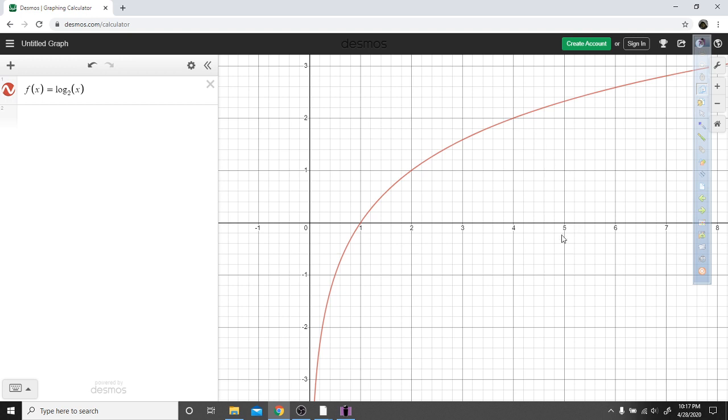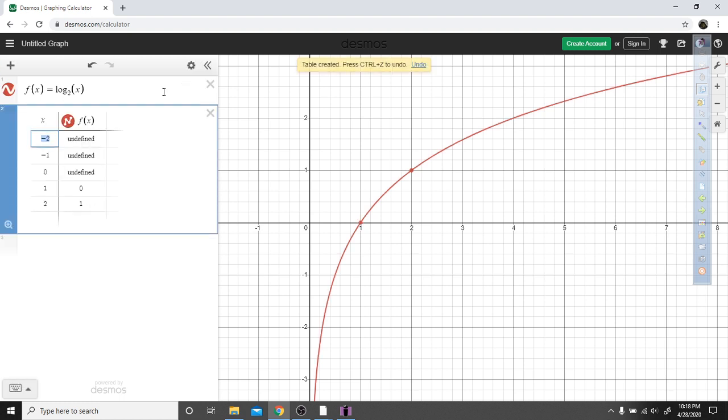Now, if you really want to see the points, or if you want to check your work, which I recommend, this is what I want you to do. You're going to go here to the gear, click on it, and it's going to give you these two options. I want you to go to the table, convert it to table. Click that, and here it's going to give you a table with values.